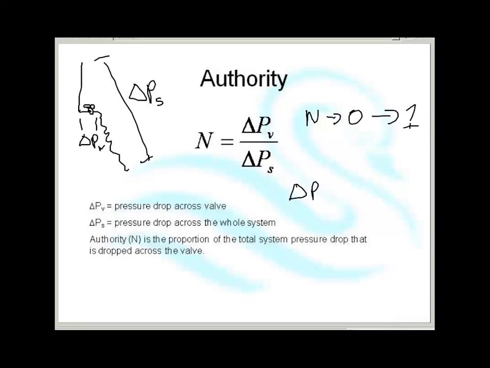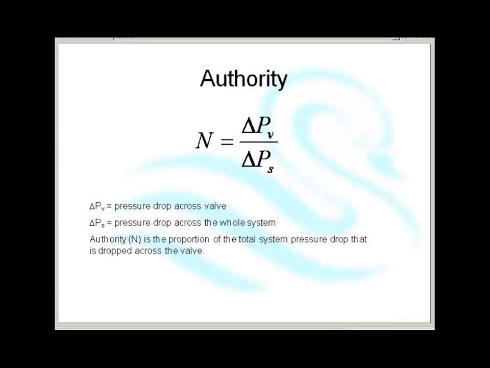Because really, the pressure drop across the system is kind of like the pressure drop across the valve plus the pressure drop across the rest. That's an R. R for rest. Everything else, which will be the pipe plus the hose pipe. So, it must always be less than 1. So, authority is always a number between 0 and 1. So, it's the proportion. It's the amount that's dropped across the valve. Are we okay with that to move on?